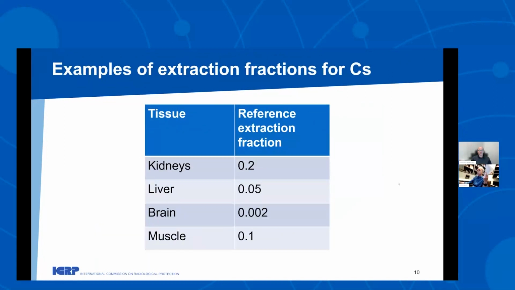And here are some examples of extraction fractions for cesium, which go into the model also. The highest extraction fraction is found for kidneys, and it's about 0.2 for cesium, compared with about 0.9 for potassium. And the lowest extraction fraction among tissues is for brain. It's only like 0.2% extraction for cesium, compared with about 1.5% for potassium.